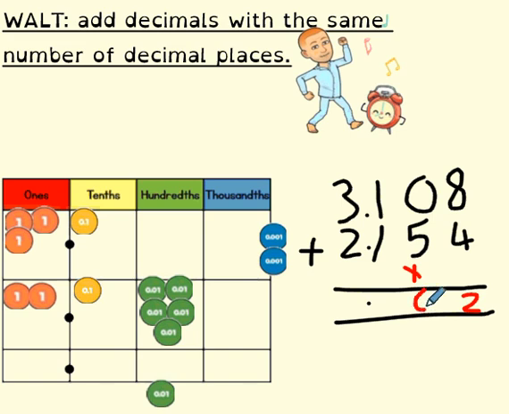1/10 add 1/10 is 2/10. 3/10 add 2/10 is in total 5/10. 3.108 add 2.154 is 5.262.